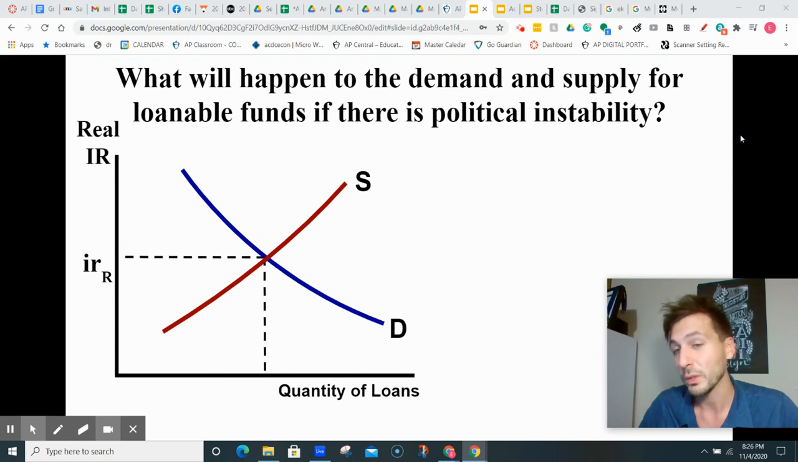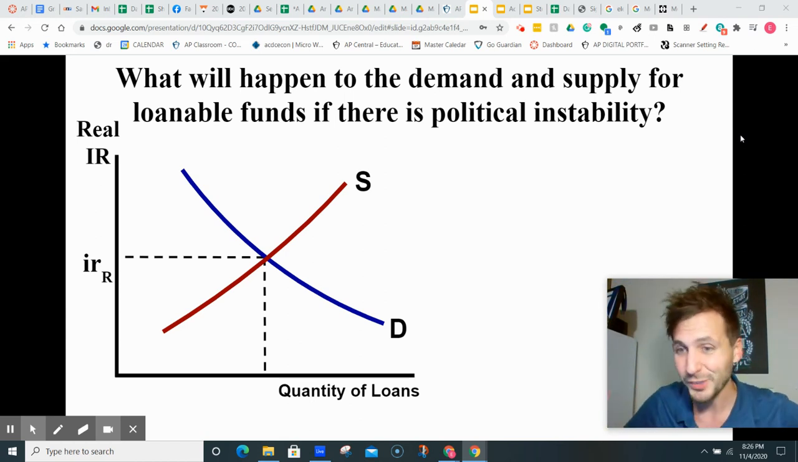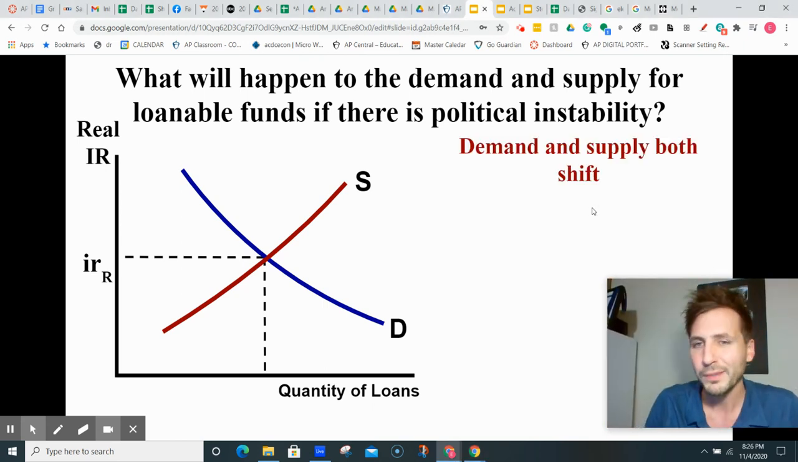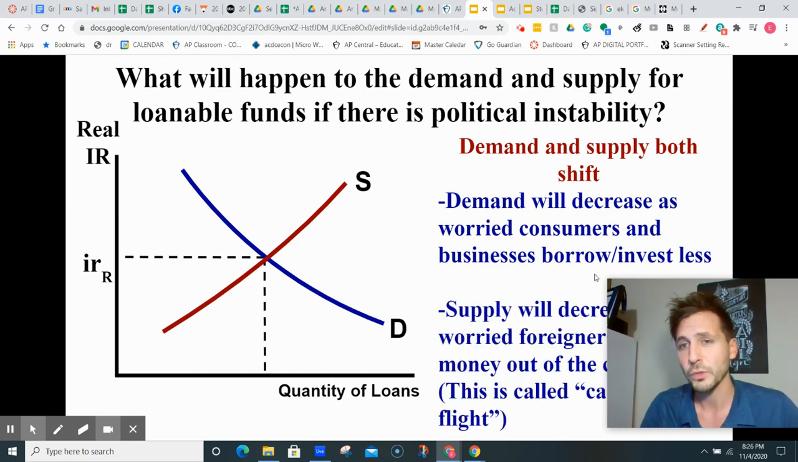There's political instability, for example. If we don't know the results of an election and it causes riots all over the nation, what's going to happen? Well, first, demand and supply are going to shift. Check it out. Demand's going to decrease because people like you and me are worried about the future of the economy. We're not going to buy a new car right now or a new house, right? And businesses are not going to build a new factory because we're nervous about what the future holds. So demand will shift to the left.